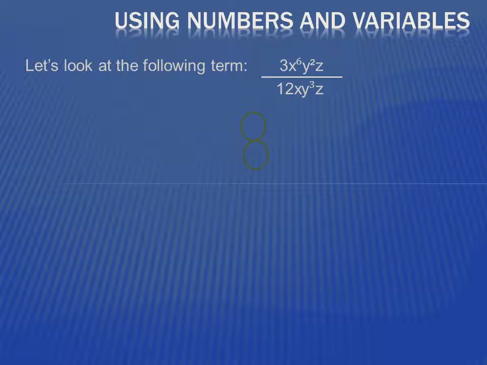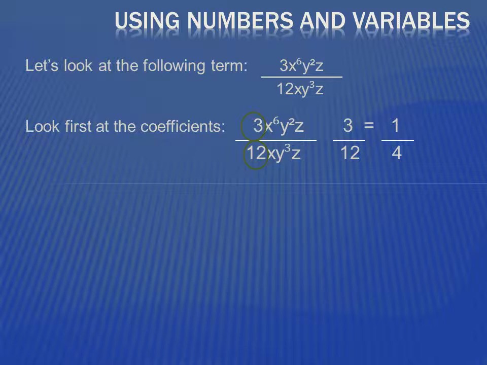So let's look at the following term. We'll ignore the matching floating circles there for a moment. That didn't format right. So we have 3x to the 6 y squared z over 12 x y to the third z. Okay? We're going to look at our coefficients first. Remember, the coefficients are the numbers in front of the variables. So we have 3 over 12. Those are our coefficients.